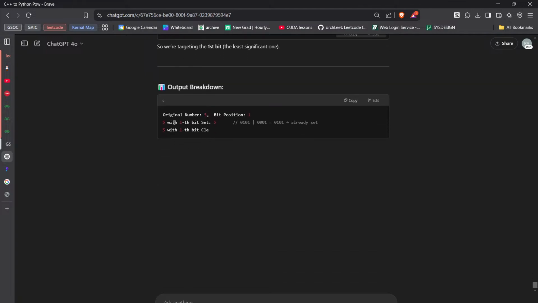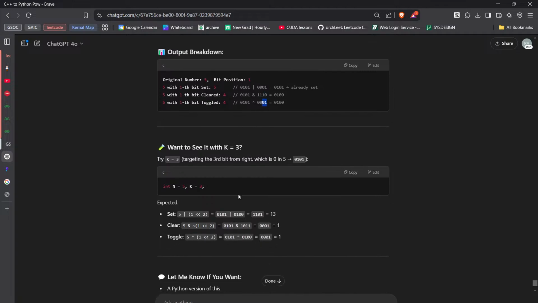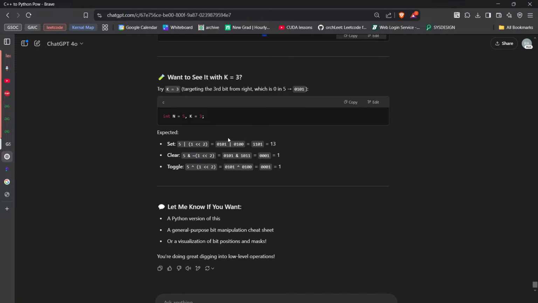From the right, we're targeting number 5, bit position 1, 101 and 001. It's already set, so clearing this, for k equal to 3. Okay, so 5 is equal to this and then this, so this OR this will give me 13. That's wrong, right? Of course it's wrong. After setting with k equal to 3, 0 1 2 3, no, not right.